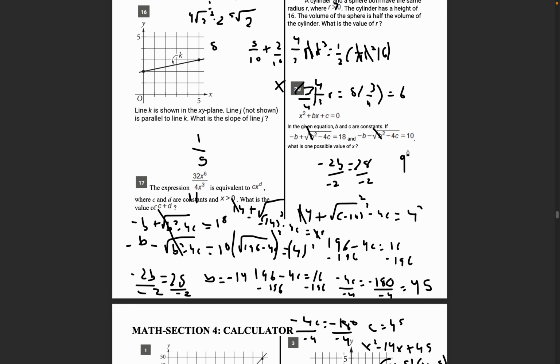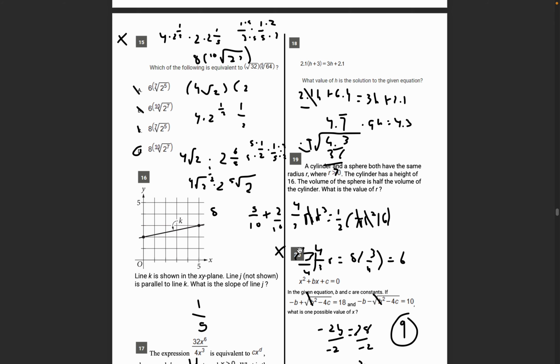We are left with x squared minus 14x plus 45. Let's put that as 14 in case you don't see it. Okay, what multiplies to 45 and adds to negative 14? We got x minus 9 times x minus 5. So x could be 9 or it could be 5. Let's go with 9. Yeah, and that's it.